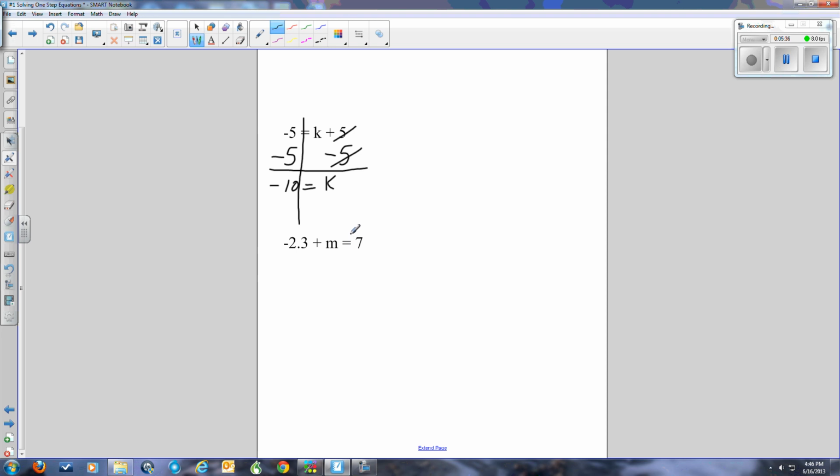Next we have negative 2.3 plus m equals 7. Look here, we have this m, and then we have a negative 2.3. You might not think of that as subtracting, but it really is the same as saying m minus 2.3. So instead of having this negative or minus 2.3, we're just going to add 2.3 to each side. I can erase that mark. By doing that, the 2.3's cancel, and we have m equals 7 plus 2.3, which gives us 9.3. So let's go on to the next page.